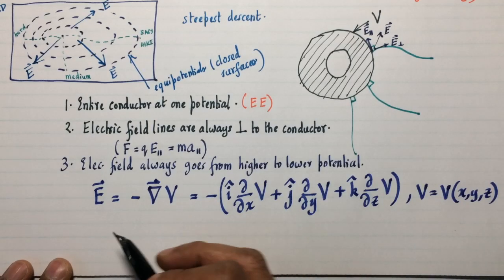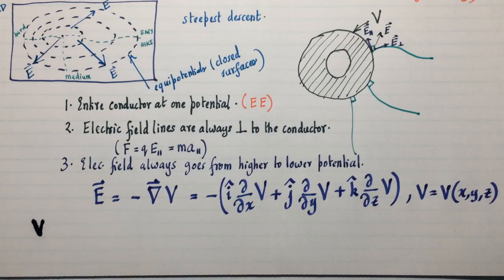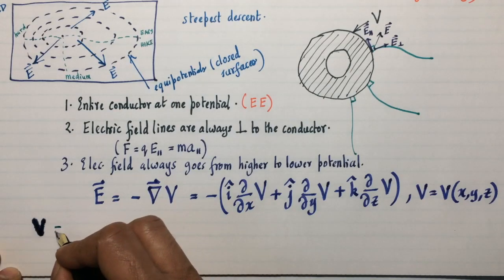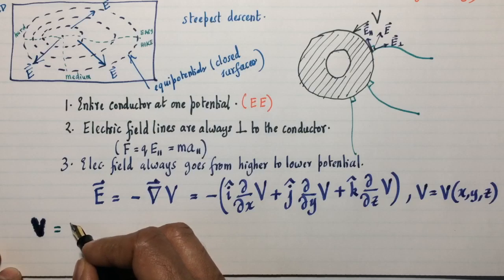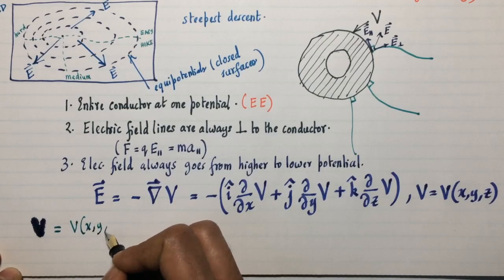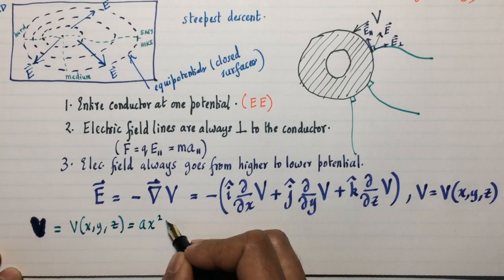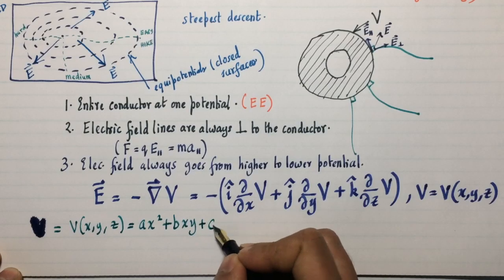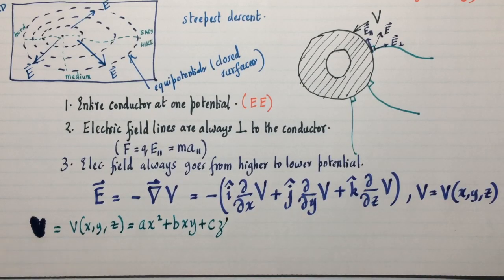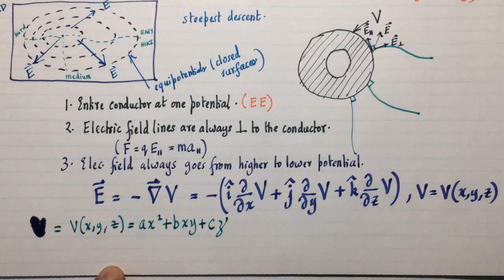Just to take an example of this, let's suppose you have the potential V to be given by the following function. Let's just take the potential V to be given by V of x, y, z equals ax squared plus bxy plus cz. Okay, I just made this up right now while I was writing. So what would the electric field be of this potential?